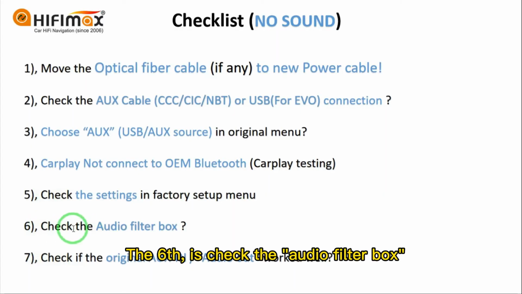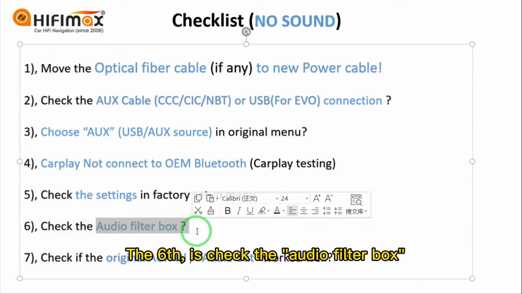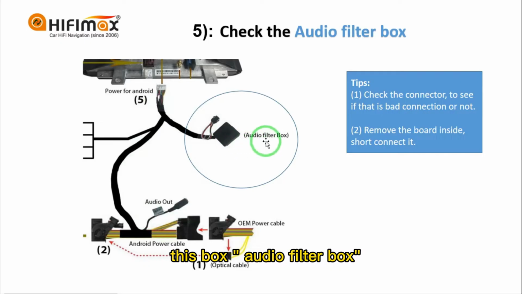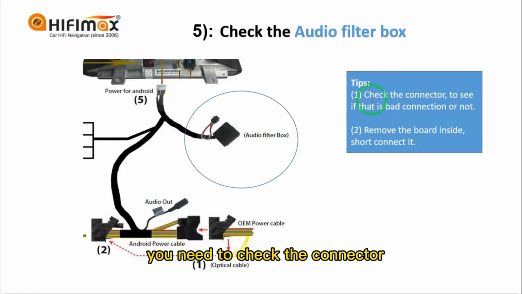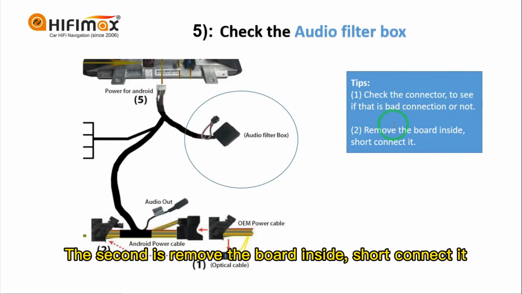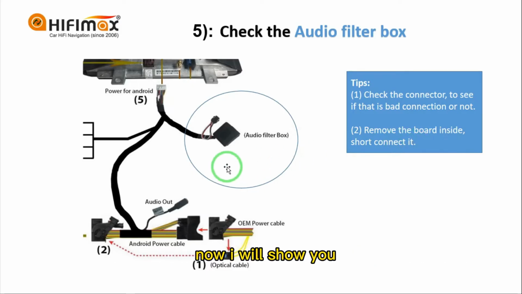The sixth is the audio filter box here. In the power cable we offer, it has this box. This box is the audio filter box. You need to check the connector to see if there's a bad connection or not. The second is to remove the board inside and short connect it. Now I will show you how to do this.